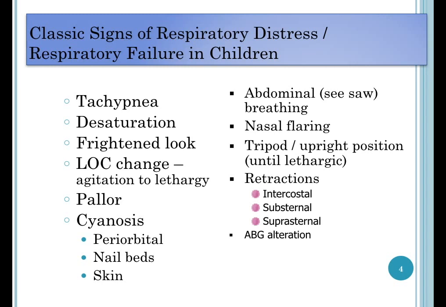We're going to talk about this more in class, but you need to know all of these. Make sure you watch the DVD on red flags related to respiratory care. I don't know the exact title, but it's an excellent video or DVD, and it will show you what these kids look like when they're in trouble.